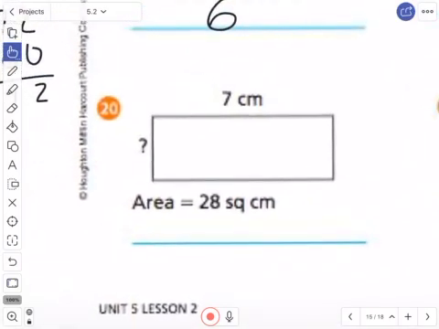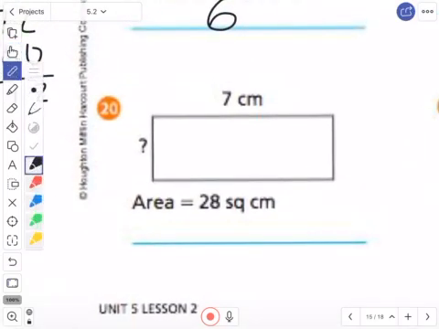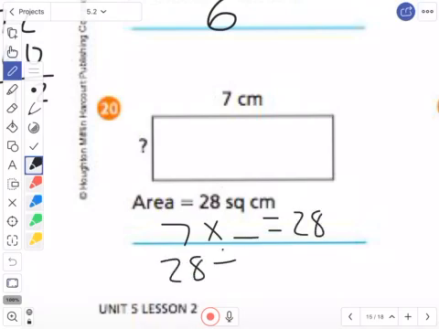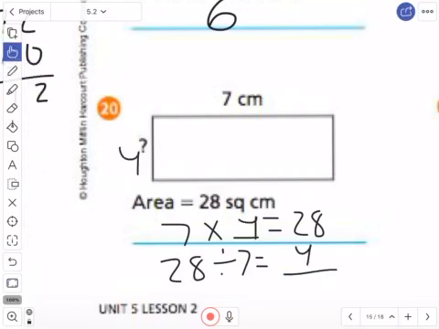Okay, another area problem. Okay, 7 times what equals 28. So 7 times what equals 28. 28 divided by 7 equals blank. Oh, that's 4. So my blank spot is 4 there.